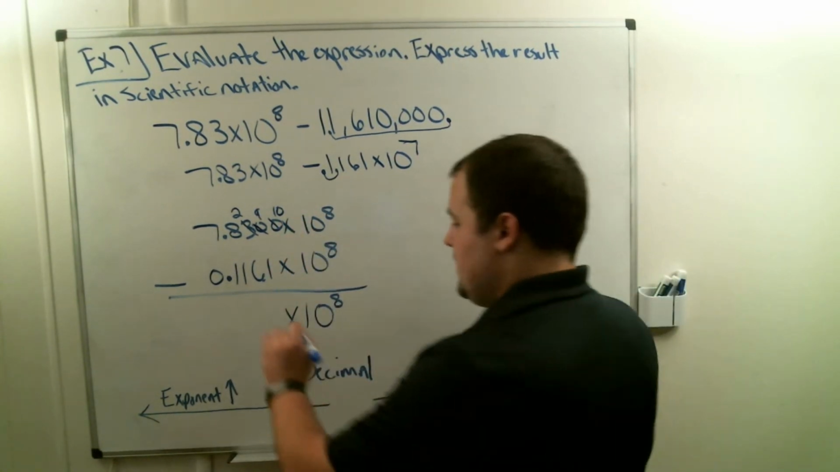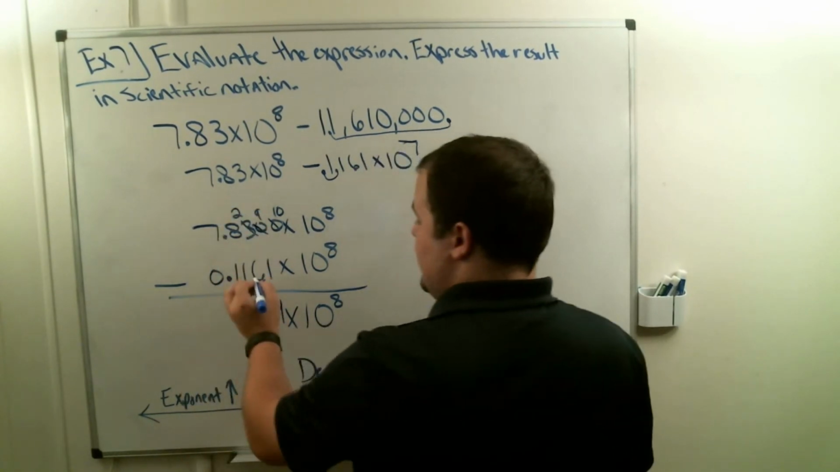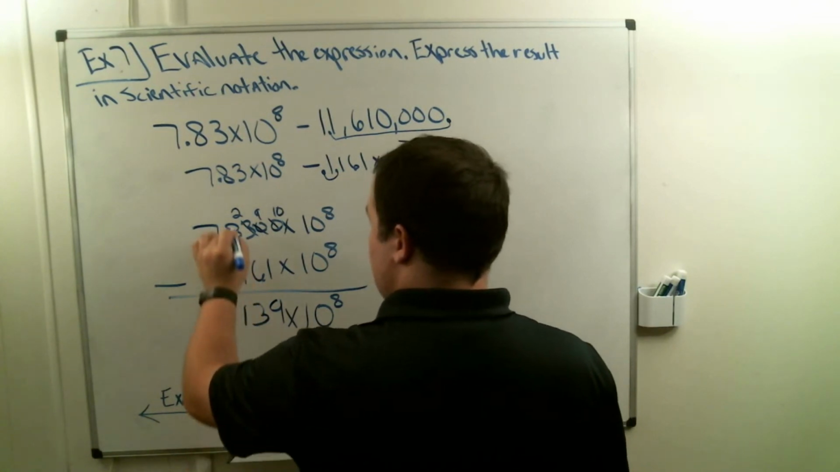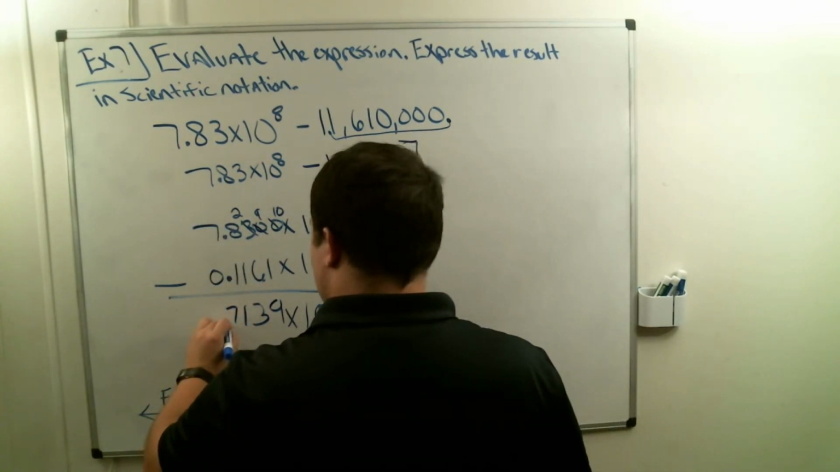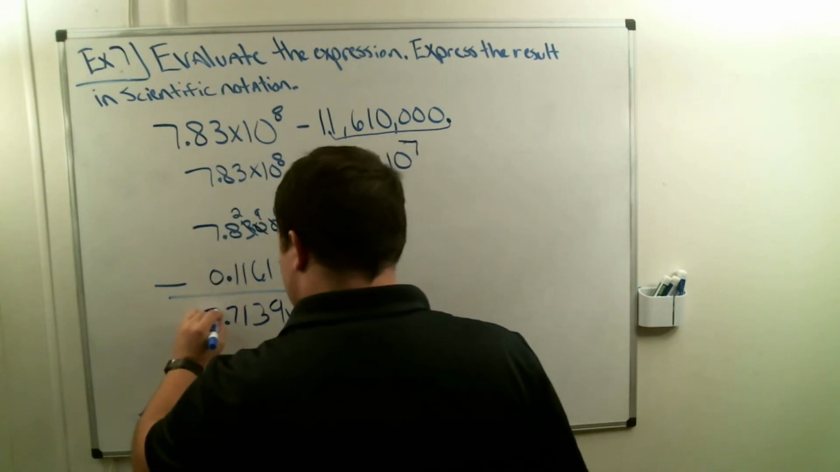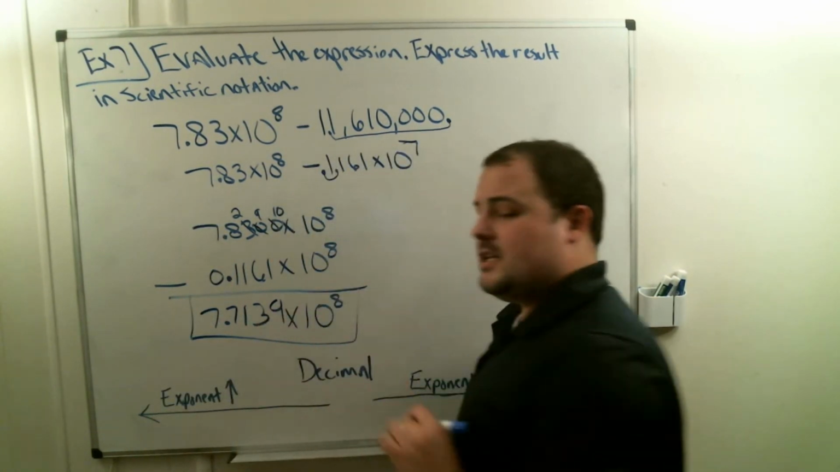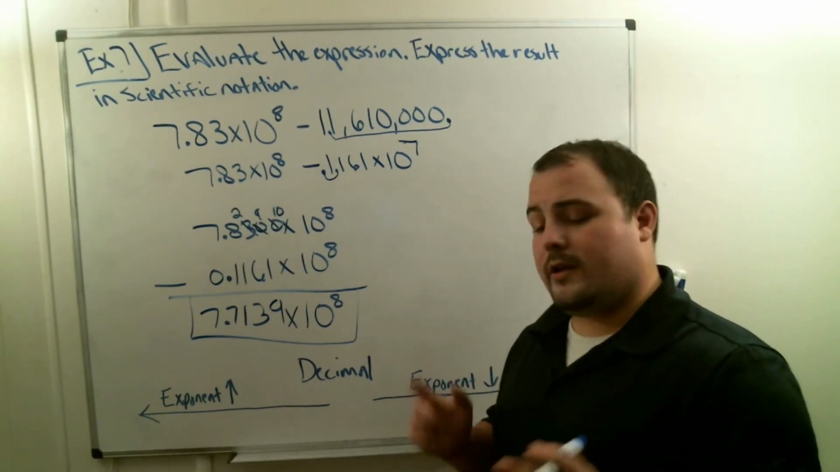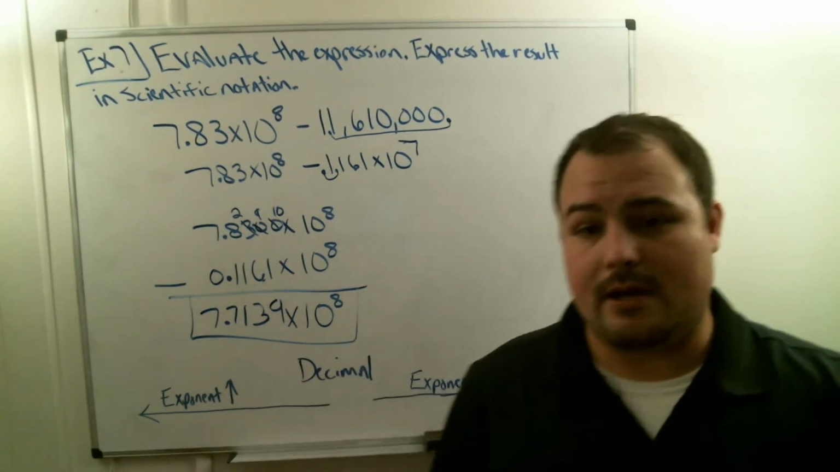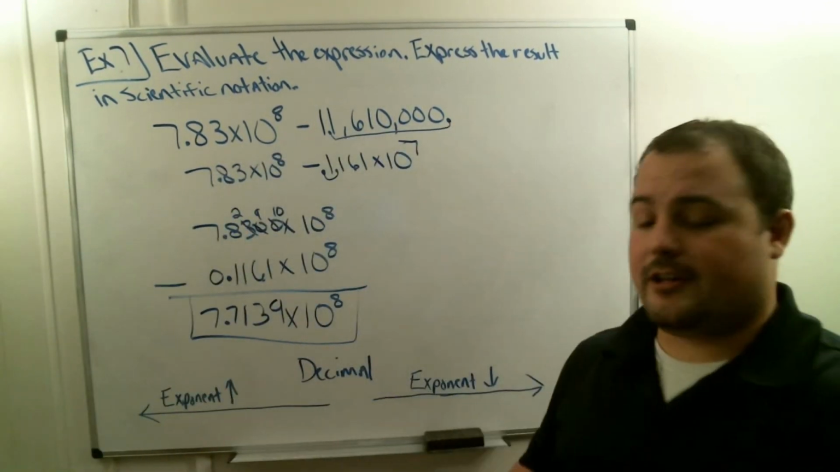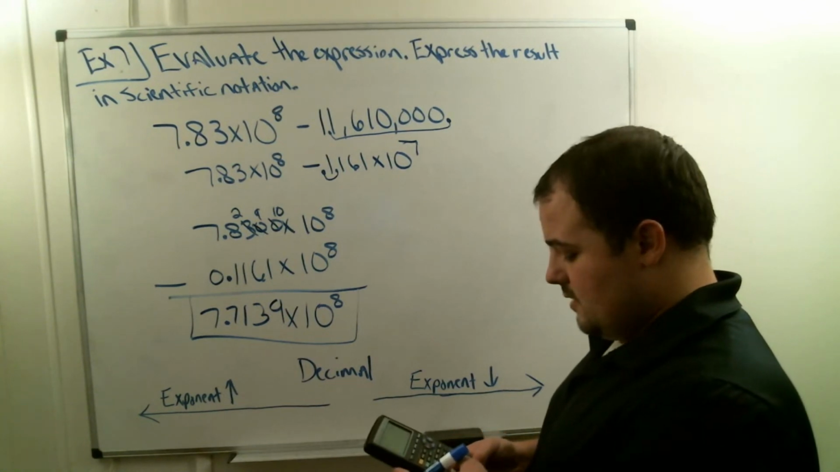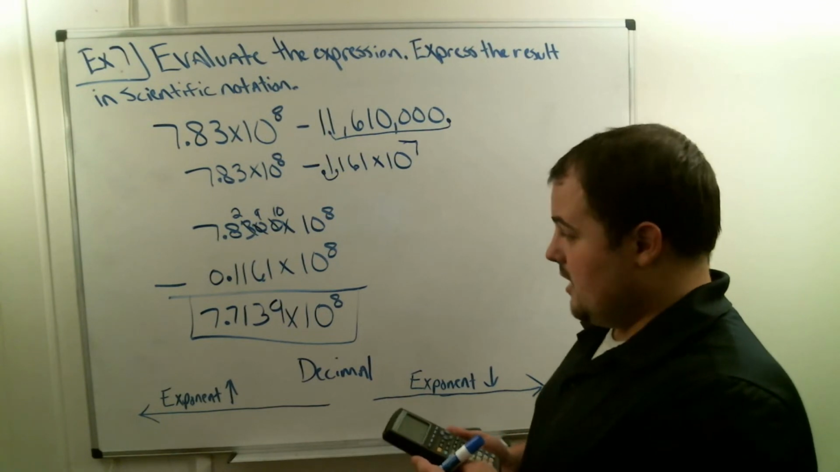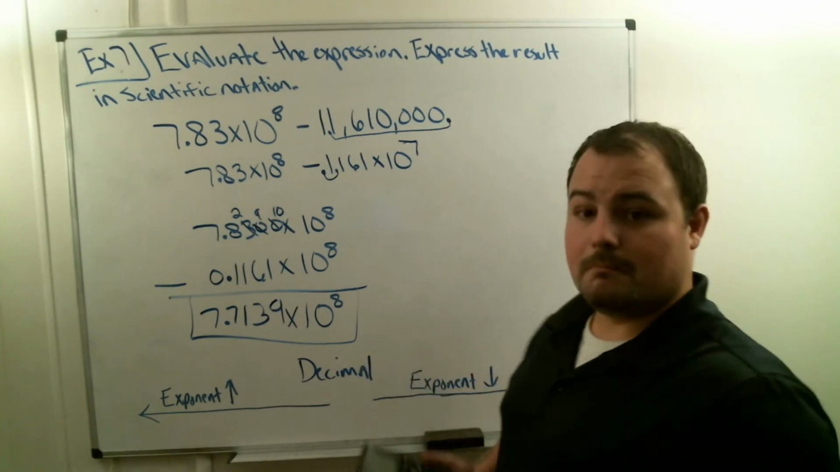10 minus 1, that's 9. 9 minus 6, that's 3. 2 minus 1, that's 1. And 8 minus 1, that's 7. 7 minus 0, that's 7. So our final answer, whenever we subtract these two decimals, is 7.7139 times 10 to the 8th power. I'm going to actually check my math in a calculator just to make sure I subtracted those correctly. So we have 7.83 minus 0.1161, and I get 7.7139. Exactly right.